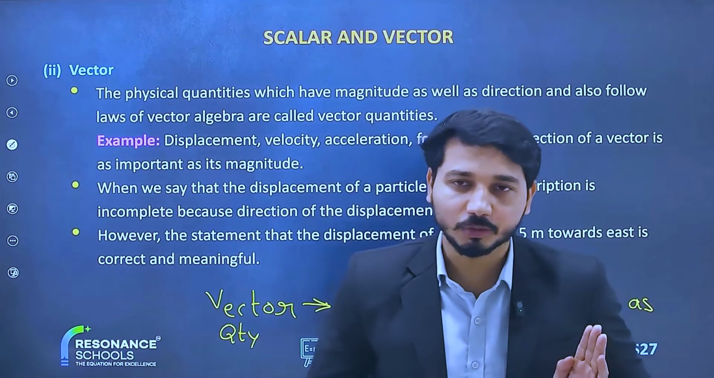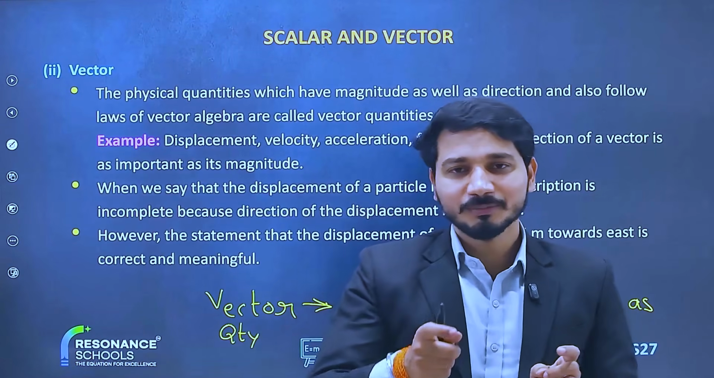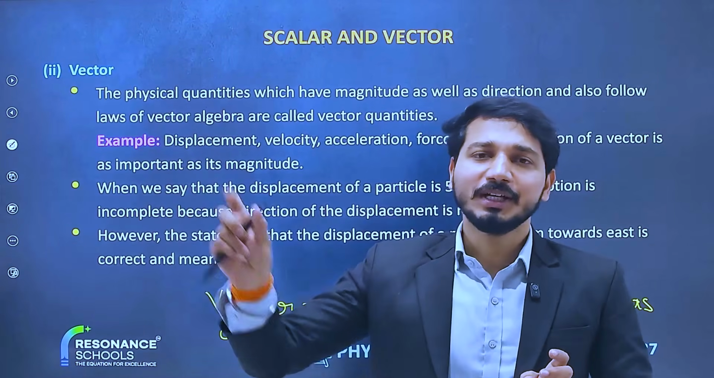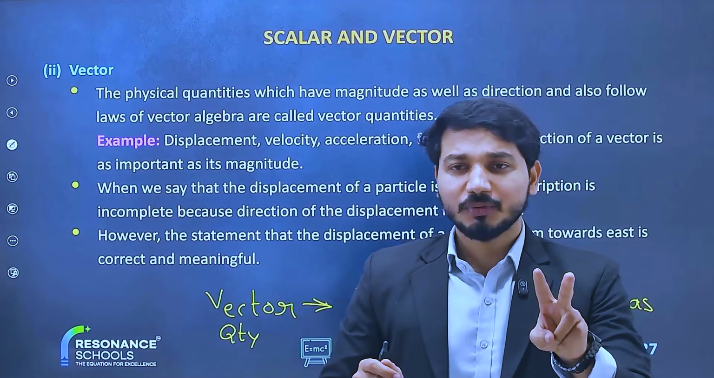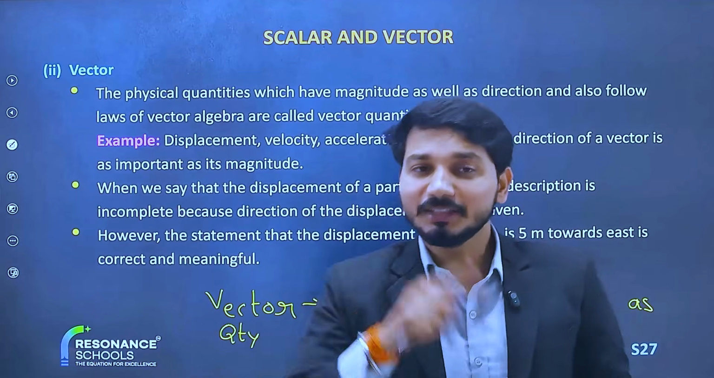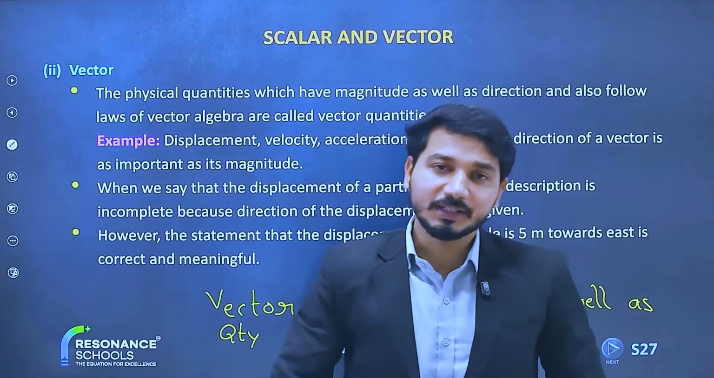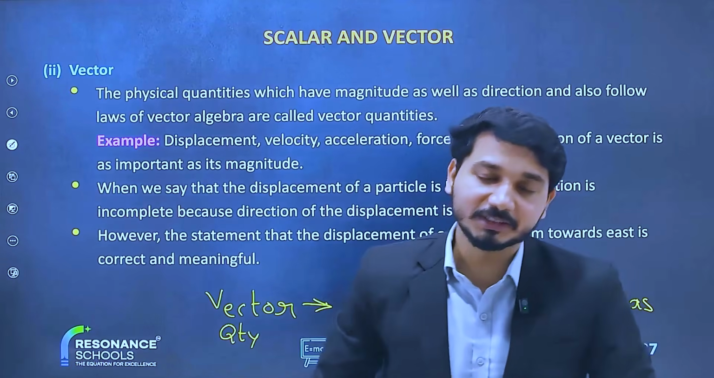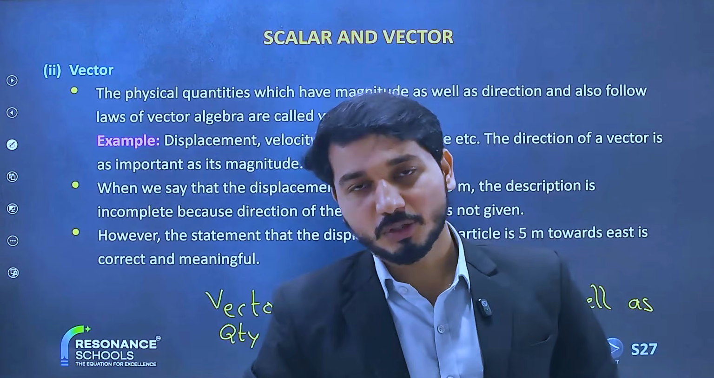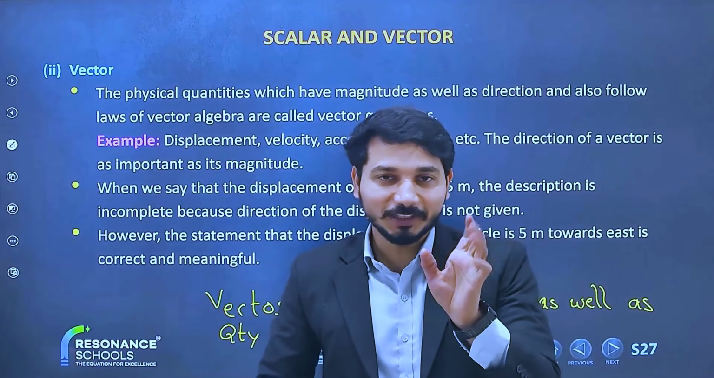How to define vector quantity? If someone asks you, what is vector quantity? So your answer should be: any physical quantity which has both what? Magnitude as well as direction. And another condition you will apply: it also follows the law of vector algebra. Those quantities are called vector quantities. Now, for example, displacement.